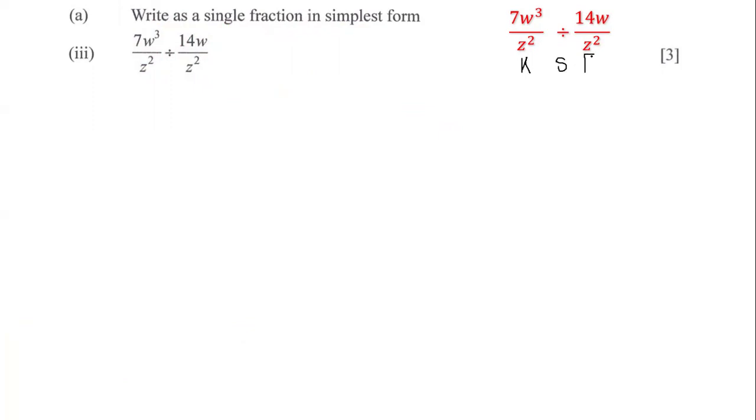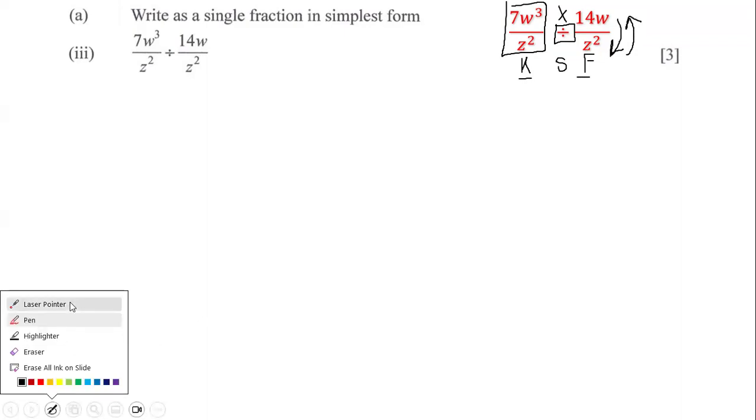Now the K stands for keep, which means that we're going to keep this fraction unchanged. We're not going to change this particular fraction. The S stands for switch, and switch means that we're going to switch this division sign into a multiplication sign. And the F stands for flip, which means that we're going to flip this fraction. We put the numerator as the denominator, and we put the denominator as the numerator. So KSF: keep, switch, and flip.